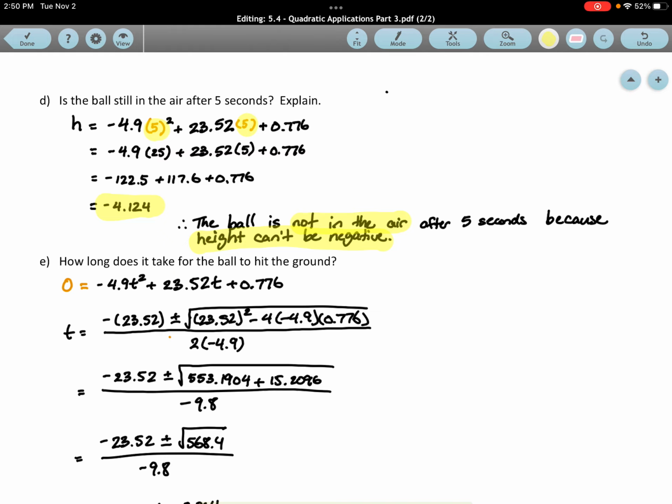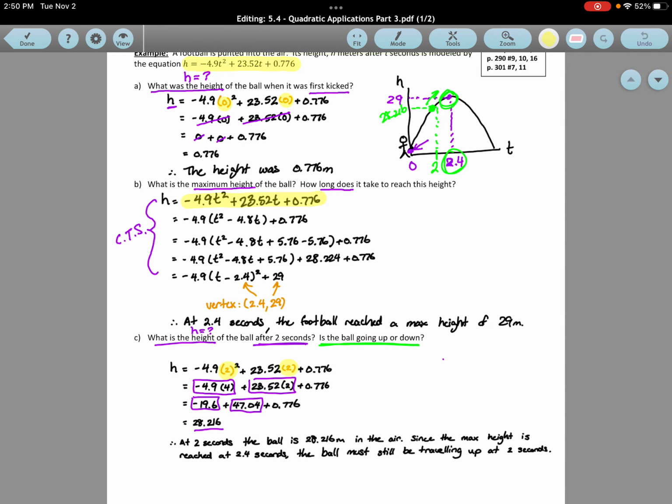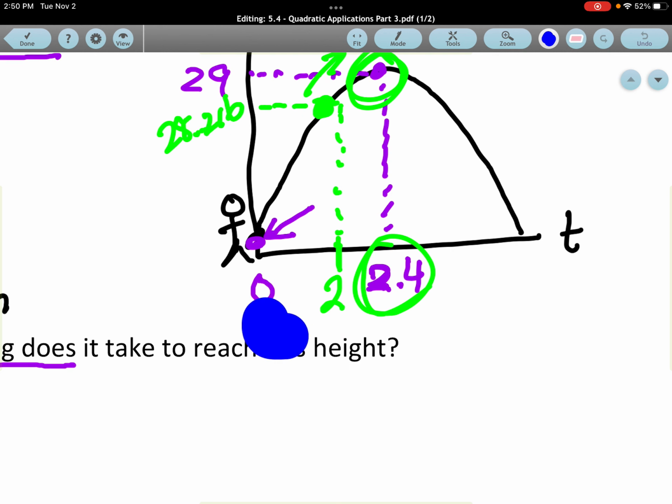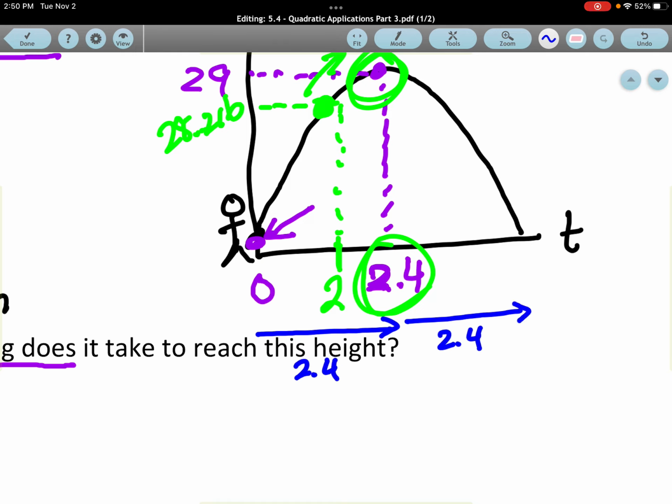All right. And if we go back to our original diagram, that should make sense, because if I zoom in, do you see how it takes 2.4 seconds just to reach the maximum? Then shouldn't this be another 2.4 seconds? So this is 2.4 seconds, this is another 2.4 seconds. It should be reaching the ground at about 4.8 seconds or something like that, right? So at 5 seconds, it shouldn't really be in the air anymore. It should be somewhere down here. Okay, and that's why you got a negative number for the height.